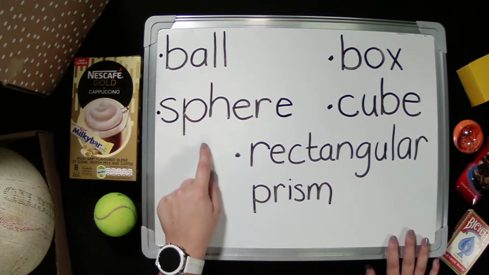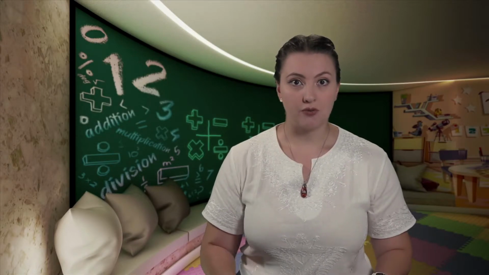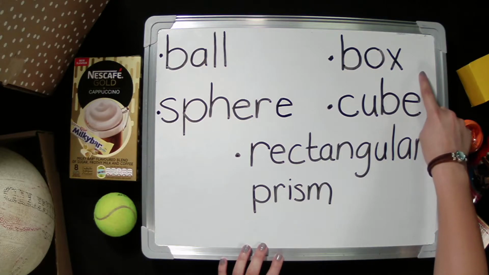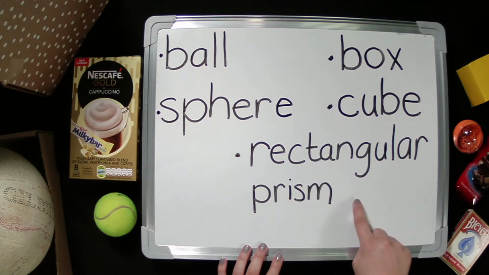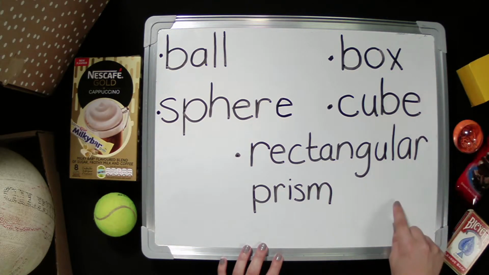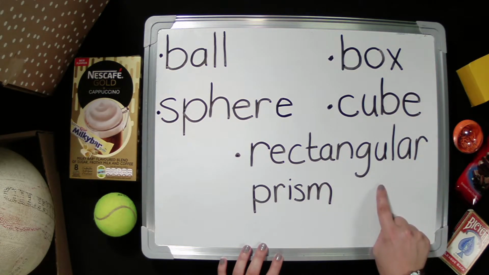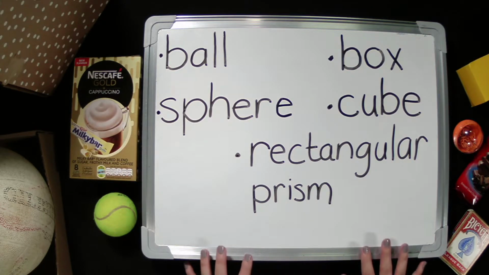A ball and a sphere mean the same thing. In English, when two words mean the same thing, we call that a synonym. So, ball and sphere are synonyms for each other. Box, cube, and rectangular prism all refer to similar things. A cube is a type of box and a rectangular prism is a type of box, but a cube and a rectangular prism look slightly different, and I'm going to show you that now.